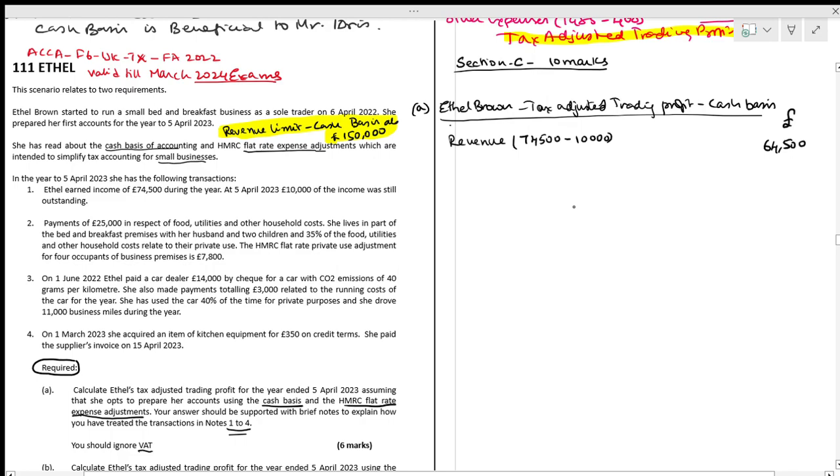Payment of 25,000 with respect to food, utilities and other items. She lives in part of the bed and breakfast premises with her husband and 2 children. 35% of the food, utilities and other household costs relate to private use. See, 35% is for private. This is a very important one. The HMRC flat rate private use adjustment is related to the cash basis, whereas 35% is related to the accrual basis. This is the basic difference which has to be identified.